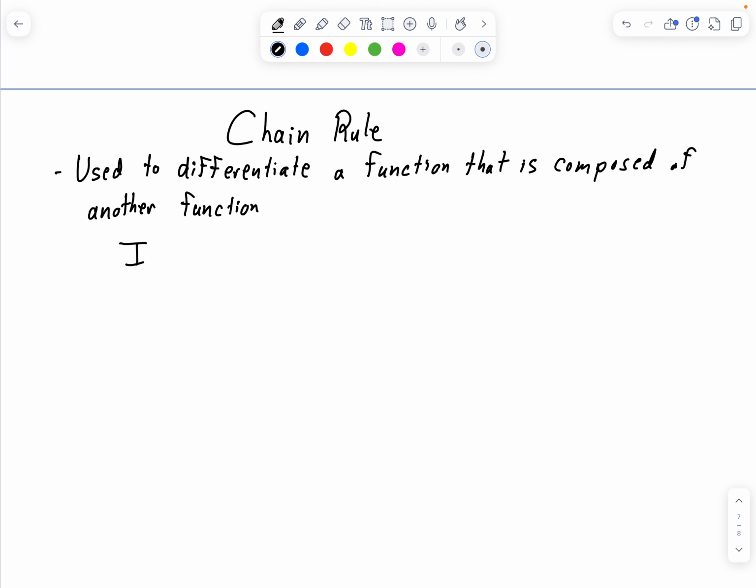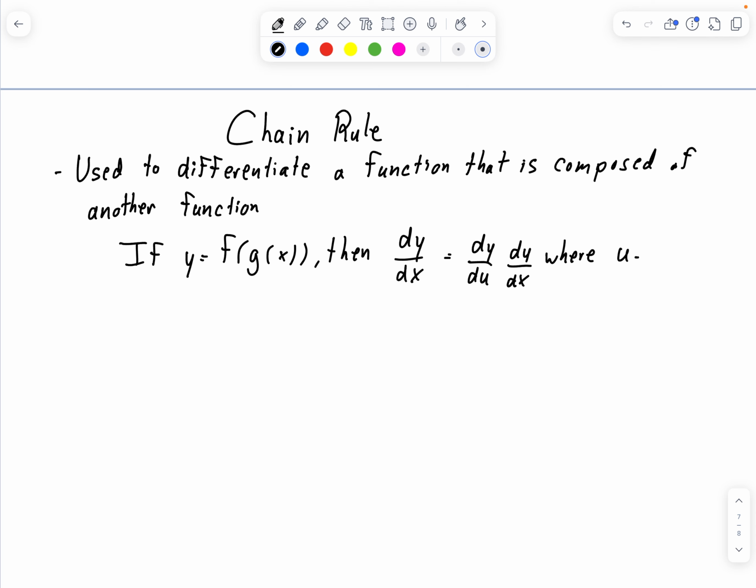So we can state this as: if we have y is equal to f of g of x, and we want to take the derivative of this function, then dy by dx, so we're differentiating y with respect to x, is equal to dy by du times du by dx, where u is equal to g of x.